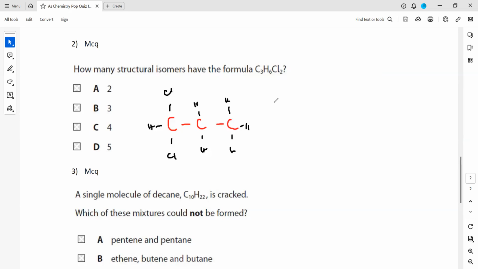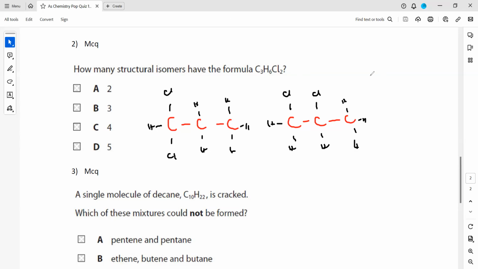Then we have again 3 carbon atoms. It cannot be branched, because 3 carbon atoms cannot be branched with a chain. So now we have chlorine. What might happen? Chlorine might attach to the first, and chlorine might attach to the second. Like the first and the second carbon have a chlorine. This is the second isomer.